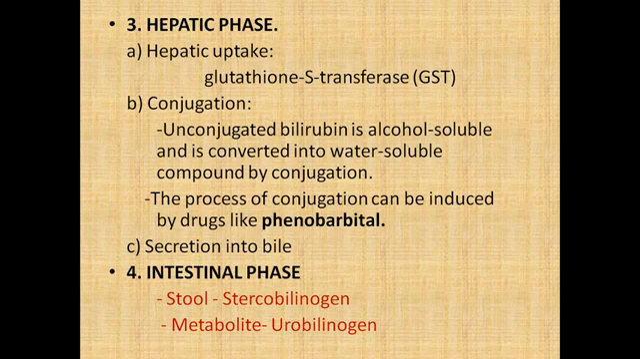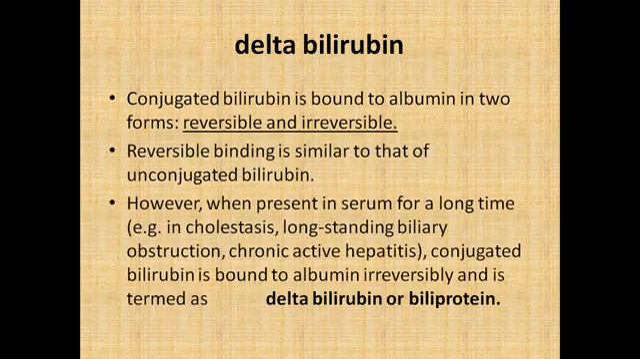and this process can be increased or induced by drugs like phenobarbital. These conjugated bilirubins from the minor bile canalicular surface of the hepatocytes are secreted into the bile duct, and ultimately they are stored in the gallbladder and intestine. This conjugated bilirubin is secreted either as stercobilinogen and or its metabolite urobilinogen.